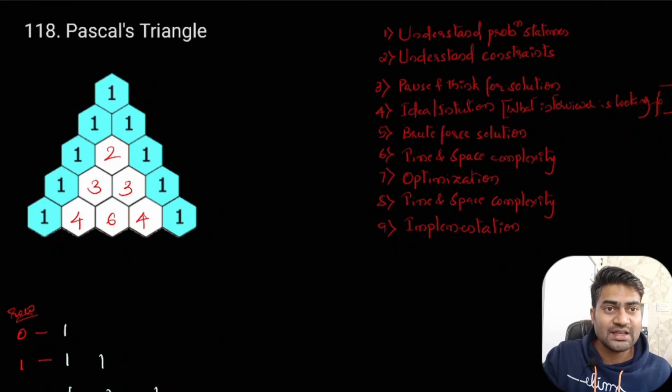It depends on the row number that comes as the input. Based on that, we will have to generate that many rows, which formulate this Pascal's triangle. So this is basically the understanding of what Pascal's triangle is. We have already seen the constraints. Now you can pause the video and think about a possible solution, and if you don't get any solution, you can come back and continue watching this video.